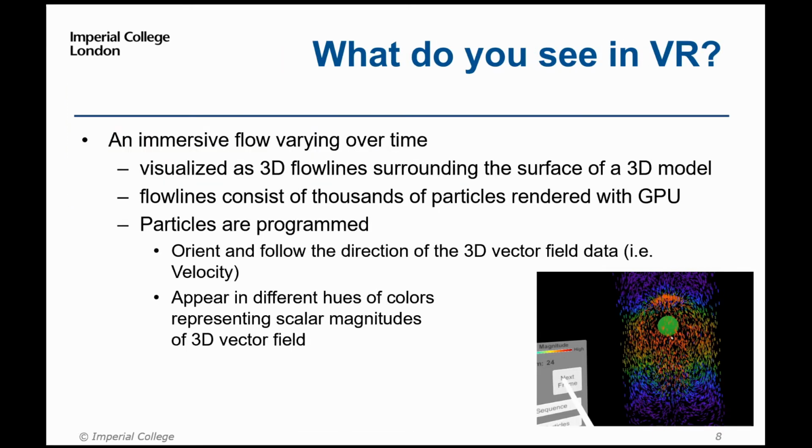So what you see is an immersive flow that varies over time, which is visualized as 3D flowlines surrounding the surface of a 3D model. The flowlines consist of thousands of particles rendered with GPU. The particles are programmed in such a way that they orient and follow the direction of 3D vector field data, that is the velocity in current case. They appear in different hues of color representing scalar magnitudes of 3D vector field.